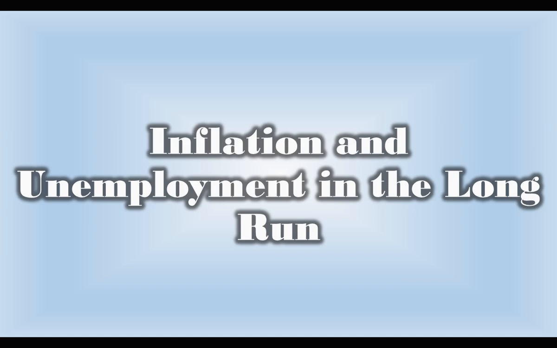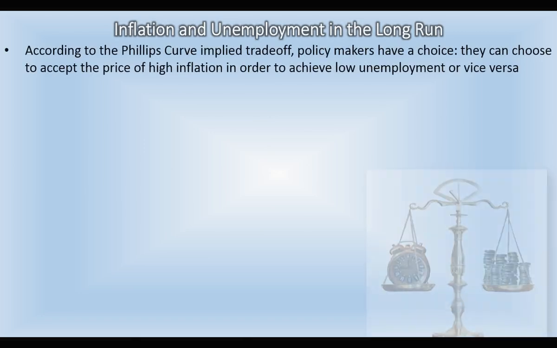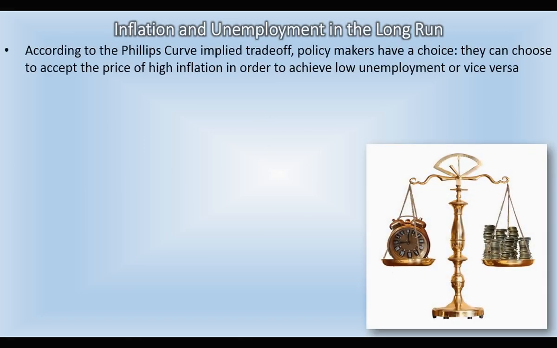So again, we're talking about the relationship between inflation and unemployment and how in the short run it can be represented by this Phillips curve that captures a negative relationship between these two metrics. But in the long run, that relationship may not hold. So let's talk about that. According to the Phillips curve implied trade-off, policymakers have a choice. They can choose to accept the price of high inflation in order to achieve low unemployment or vice versa. That's what the Phillips curve implied, and up to the 1960s, that was the conventional attitude that policymakers took with respect to these two phenomena.